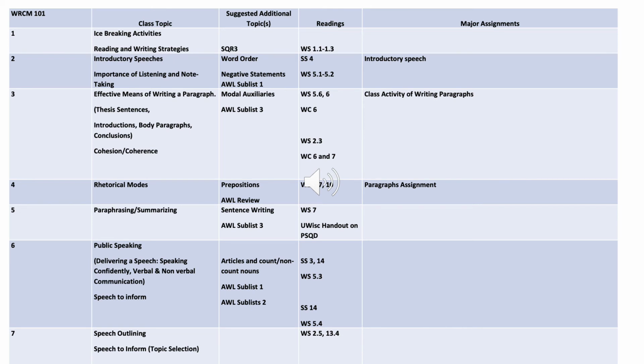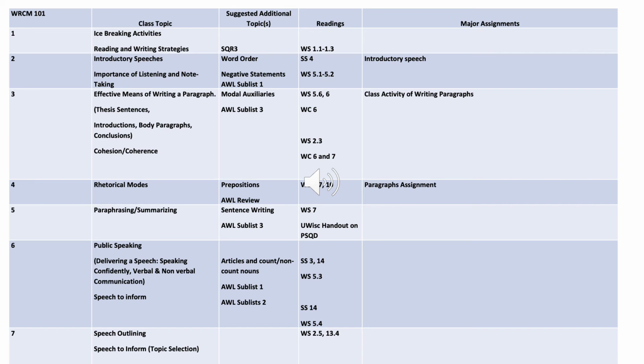Moving down, rhetorical modes. What are those? We will learn about it. Suggested additional topics are prepositions and Academic Word List review, and then the assignment for that week will be writing a paragraph. Coming to the next topic, it is paraphrasing and summarizing. We will learn how to paraphrase a given text and how to summarize it. We will also learn sentence writing and Academic Word List, sublist 3 is kind of an overview of that.